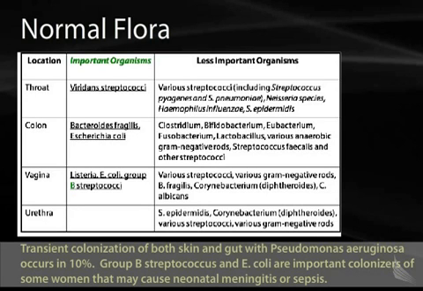You'll get transient colonization of both the skin and the gut with Pseudomonas aeruginosa. Usually this occurs in about 10% of people. Group B Strep and E. coli are important colonizers of some women that may cause neonatal meningitis and sepsis.